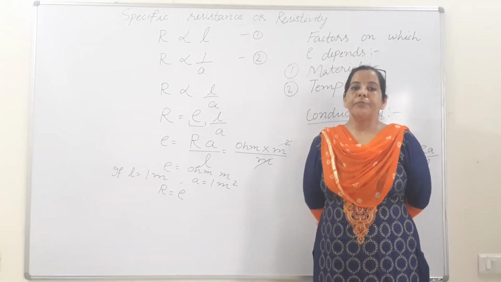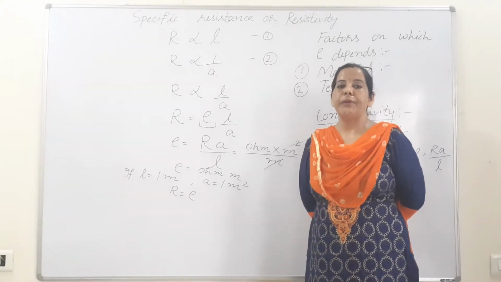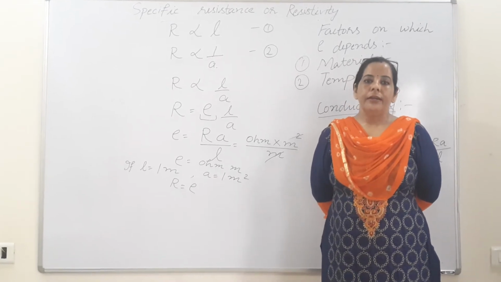Then the second one is, beta, of which material is a fuse wire made? Fuse wire is made up of an alloy of lead and tin.